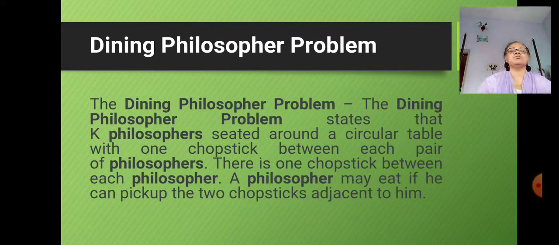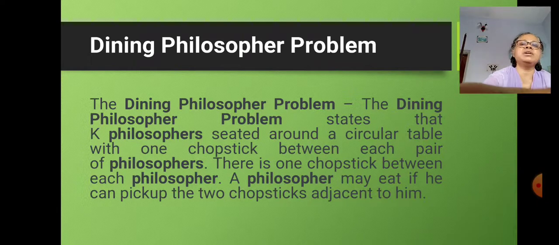Consider 5 philosophers who spend their lives thinking and eating. The philosophers share a circular table, with one chopstick between each pair of philosophers. A philosopher may eat if he can pick up the 2 chopsticks adjacent to him.